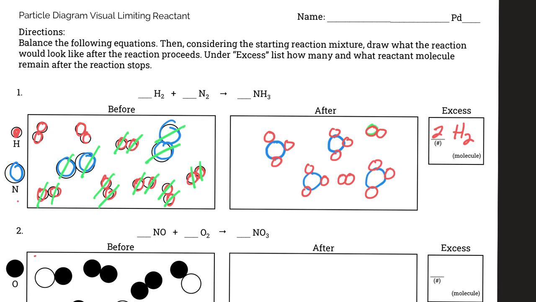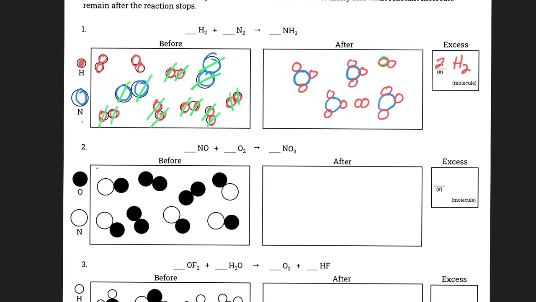Do you see how I didn't have to do any math there? I literally was just building molecules. What did I have left over? Drew it in the box and wrote that down. That is a legit way to do this, but it takes a lot of drawing and a little bit of time. The next thing I'm going to show you is how to do it mathematically, but this does require you to balance reactions because we're going to be using those coefficients.